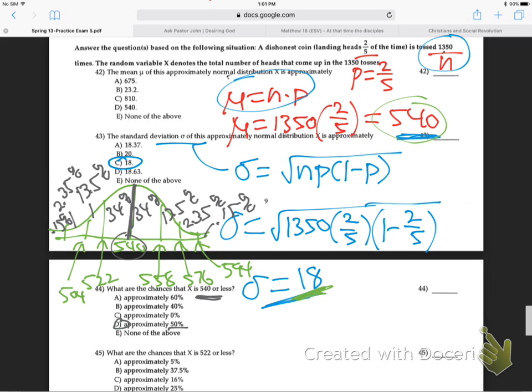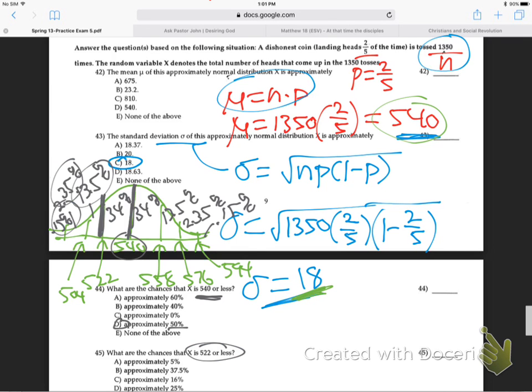45. What are the chances that it's 522 or less? What's 522 right here? Right, that's why I found the numbers, right? See what I did? I used the formula to get the mu and the sigma, the middle and the jump amount. Put them on here, right? And there's the 522. They're not being tricky. They're giving me one of the actual numbers, so it's not a Q1, Q3. 522 is right here. And it says or less. That means left of that spot.